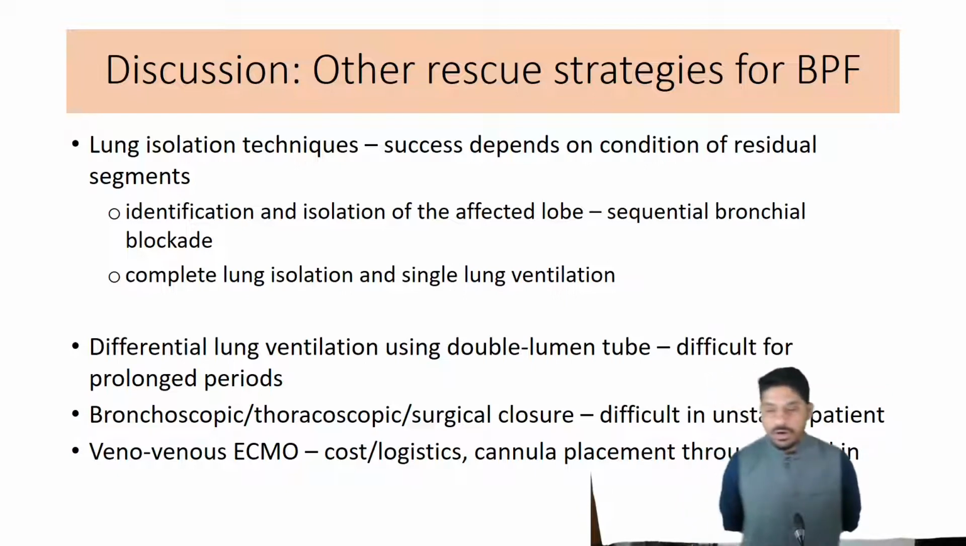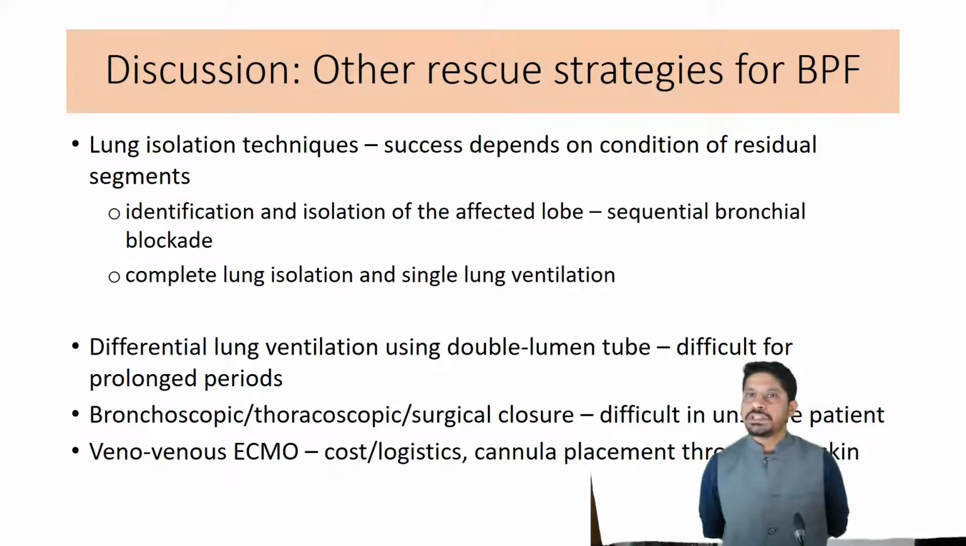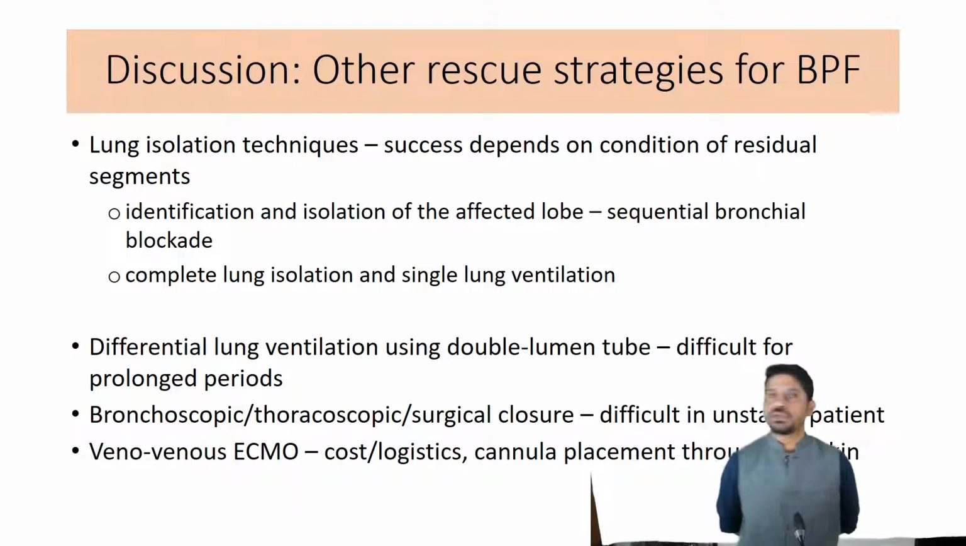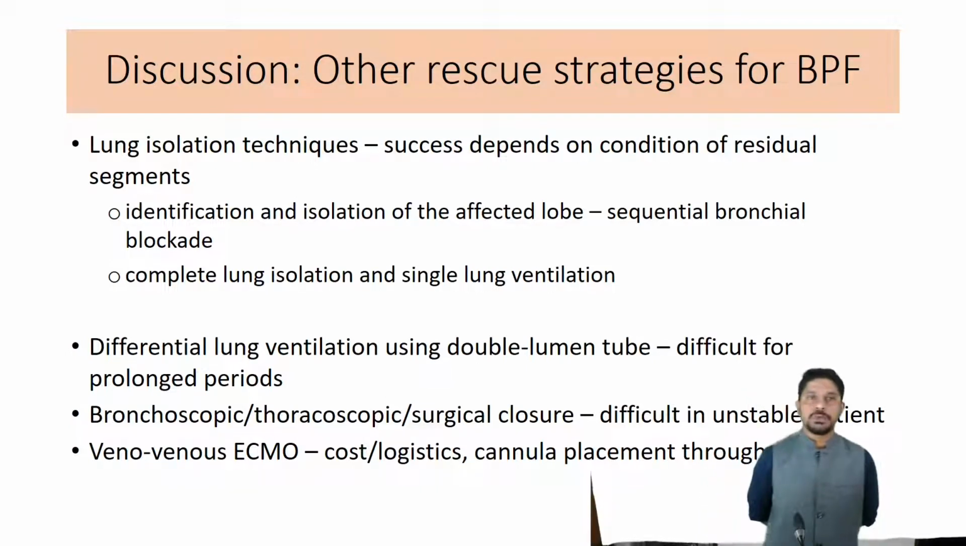We can go for bronchoscopic, thoracoscopic, or open surgical closure of the fistula. However, these procedures require some degree of hemodynamic and gas exchange stability, which was not there in our patient. Our patient was desaturating very fast, and these procedures may not have been possible.